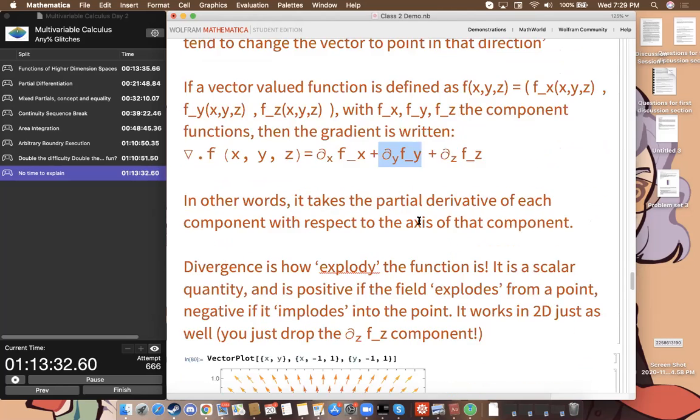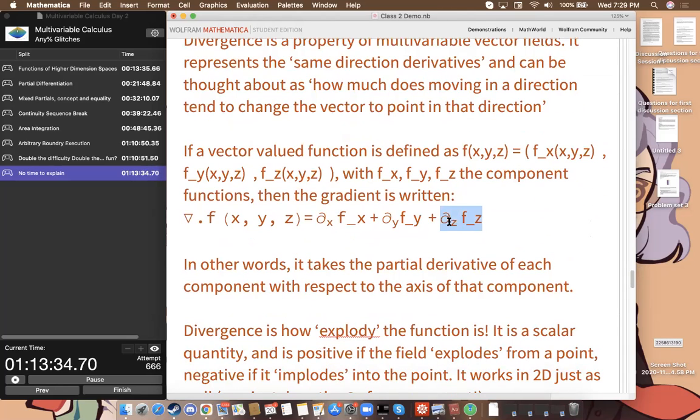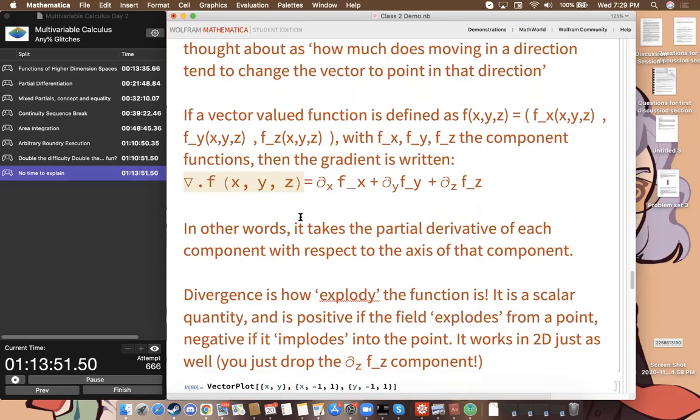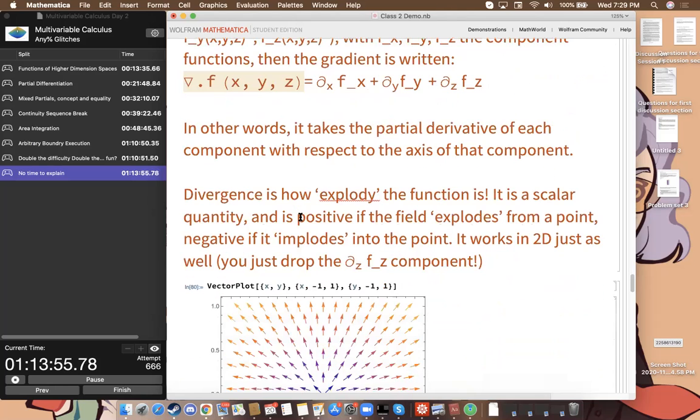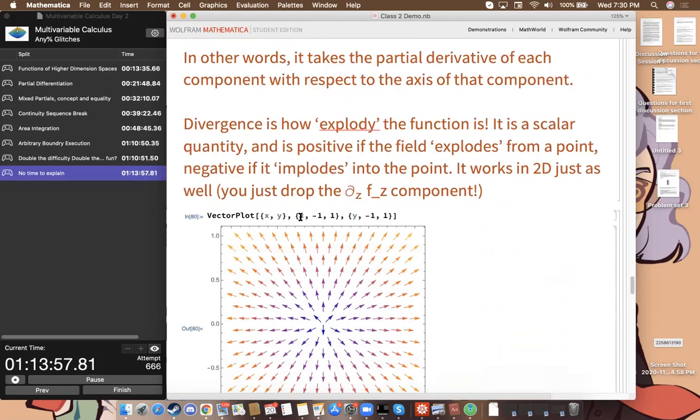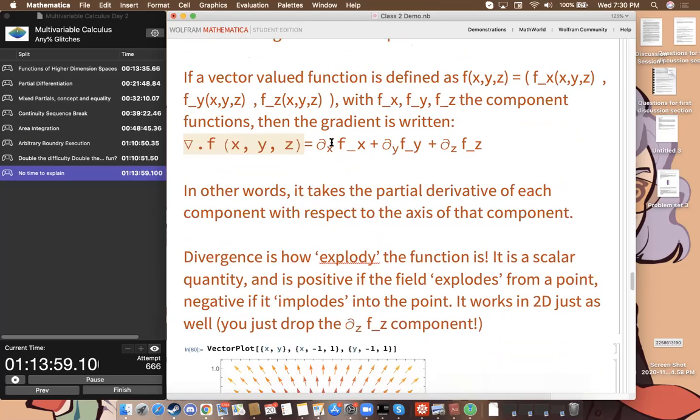And just like one might hope, if we wanted to do this in only 2 dimensions, we could just remove the z components and we'd be fine. And in fact, if we really wanted to get fancy, we could even add more dimensions in the same way. But don't do that. There's no reason you should do that. But yes, so this is a scalar quantity because it's the sum of scalars.